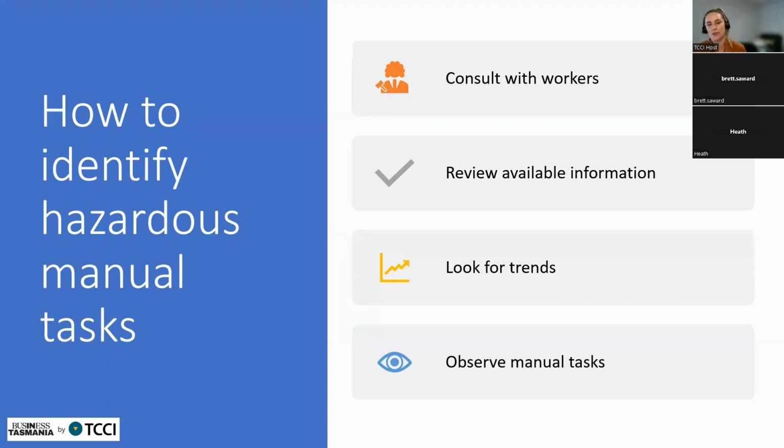Where are these injuries occurring? Why are they occurring? At what hours into their work schedule are they occurring? Really important. It is reactive data. It's after someone's been injured, but it's so important to be reviewing that data and seeing what it is that your business hazardous manual tasks potentially are, and observe manual tasks.